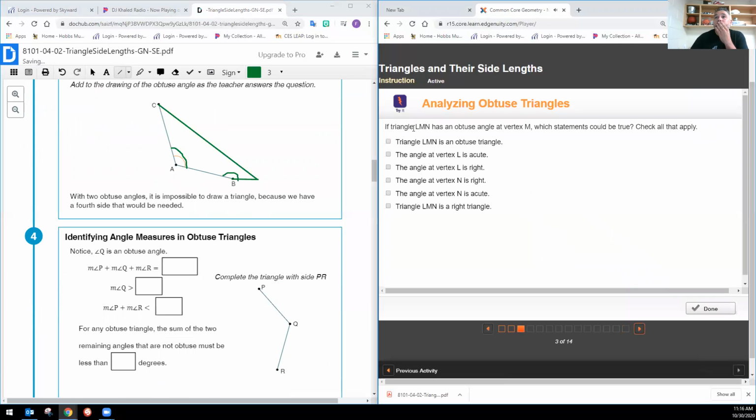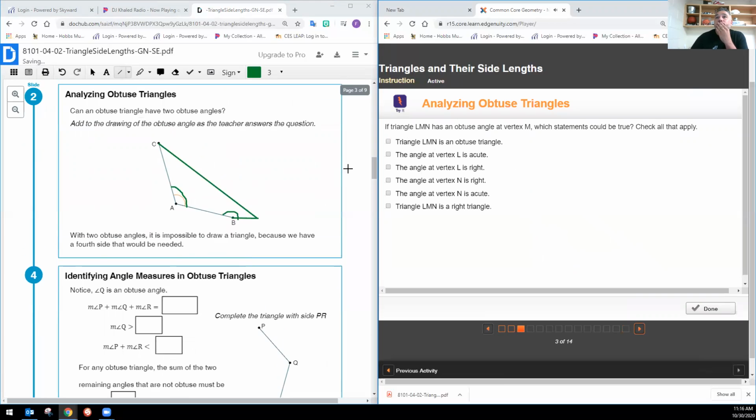Determine which statements could be true of triangle LMN. If triangle LMN has an obtuse, which means more than 90, angle at vertex M, which statements could be true? Triangle LMN is an obtuse triangle. Has to be. It tells you right there it has an obtuse angle. The angle at vertex L is acute. That is true because that's a smaller angle, because an acute triangle is a triangle that has 3 measures.